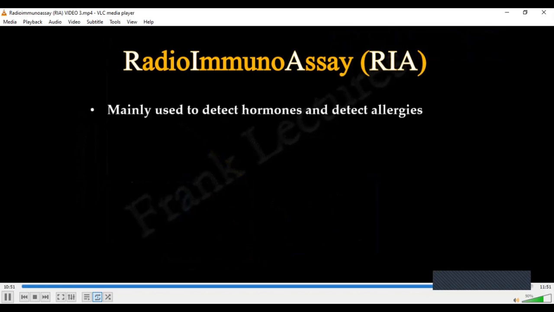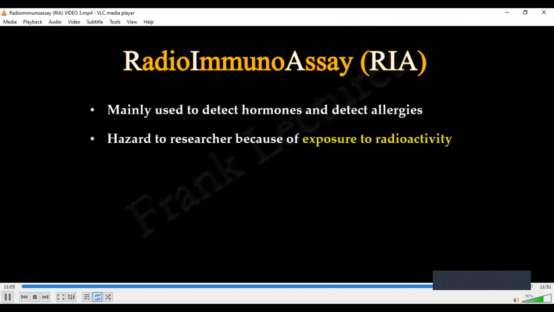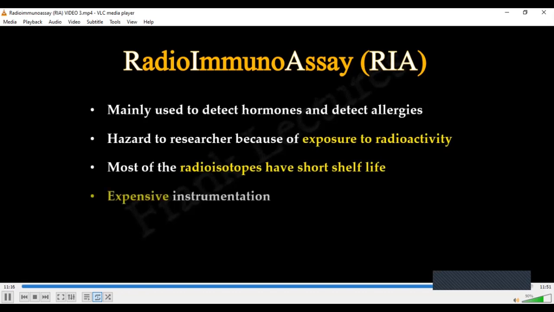Radioimmunoassay is mainly used to detect hormones and to diagnose allergies. These tests are now replaced by more sensitive and cost-effective methods. The main disadvantage of using radioimmunoassay is the hazard to the professional due to exposure to radioactivity. Most of the radioisotopes have a short shelf life. This technique is also expensive as it requires specialized equipment. Moreover, it is a time-consuming technique.